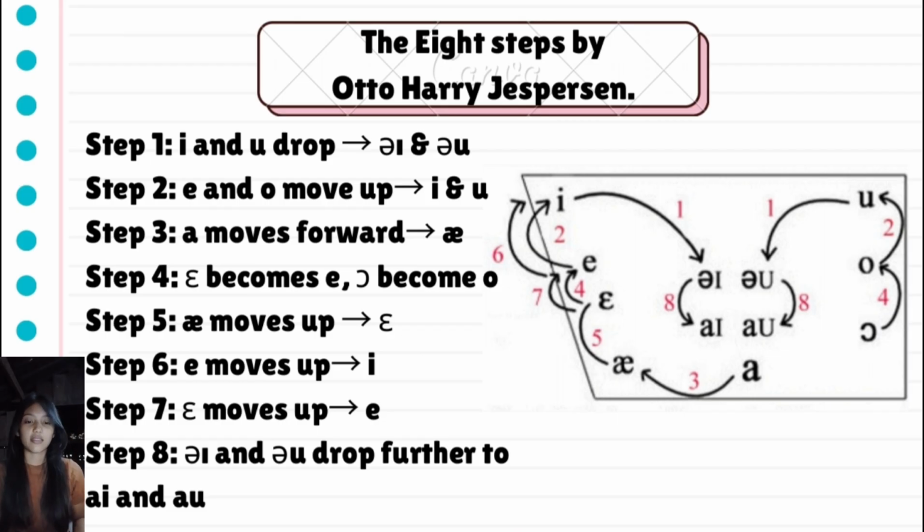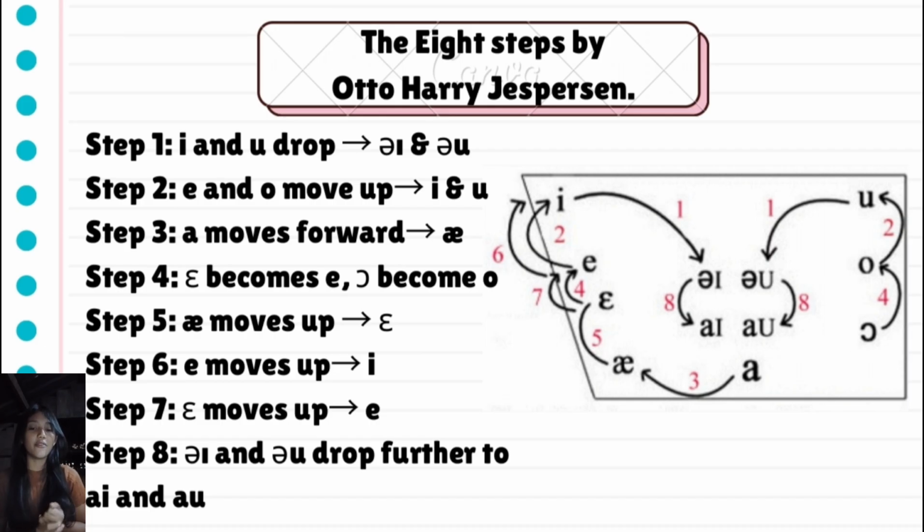So step 8, the last step. The diphthongs produced in step 1, like the I and OU, shifted to their modern pronunciation of I and OU as in by and how. So that is the 8 steps of Otto Jespersen about the Great Vowel Shift.